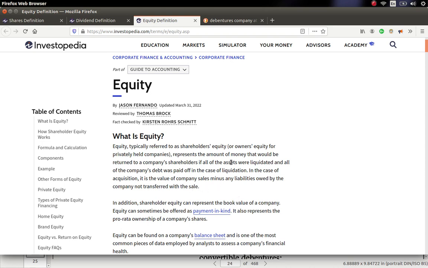Okay, so if you have shares in a company, or if you have an arrangement where the company is closed, liquidated, they sell off all the assets of the company, and you are entitled to part of that money, then you have equity in the company. Or if someone buys the company, then part of the money that they offer is yours, then you have equity.